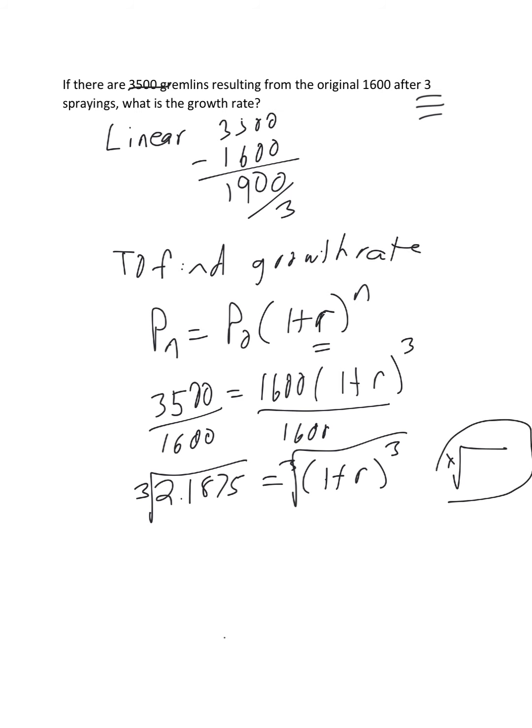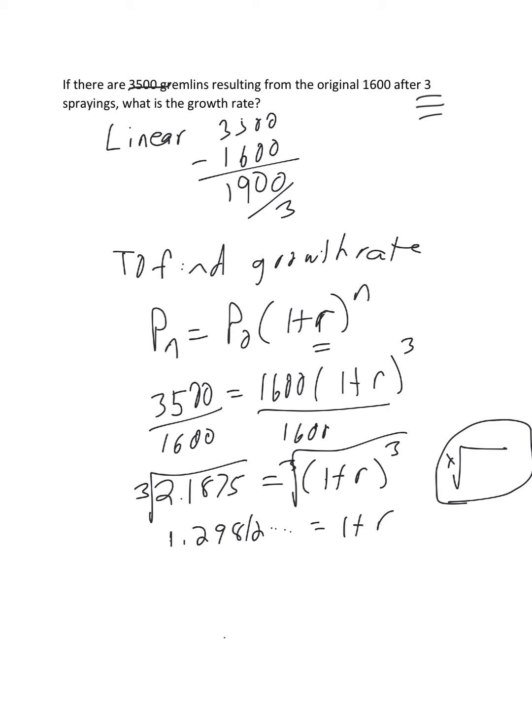I'm going to use this button right here on my calculator. I wish I could show it to you, but with this tablet, I can't very well do that. But I'm going to take the cubed root of 2.1875. So that's going to be 3, cubed root button, 2.1875. Comes out to be 1.2981 and a bunch of other numbers. That equals 1 plus r.